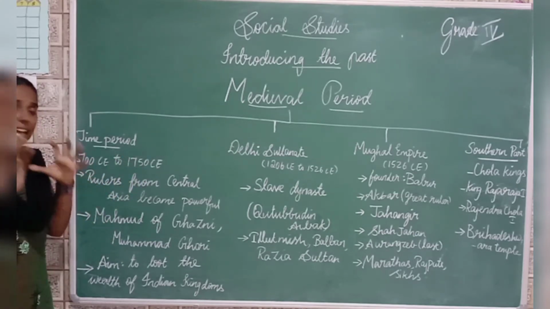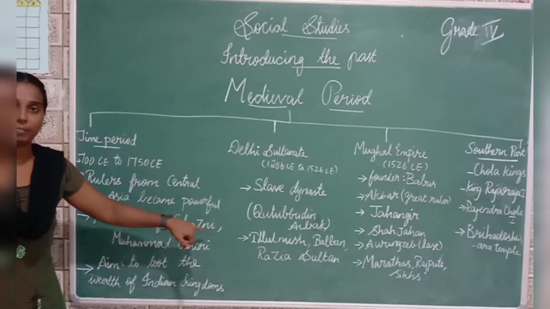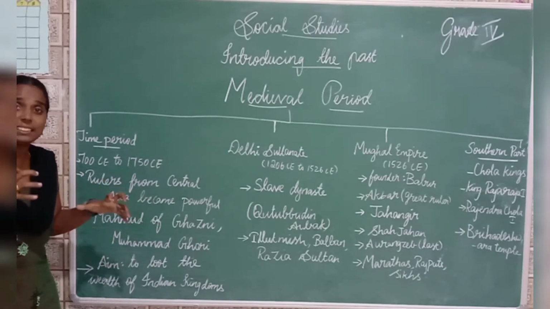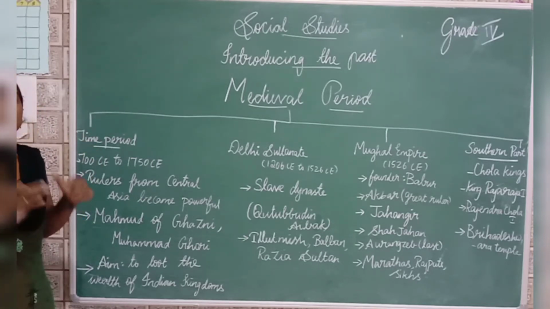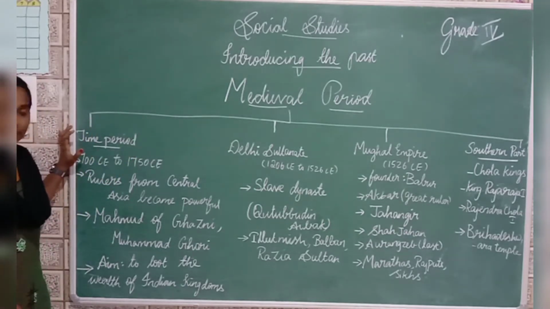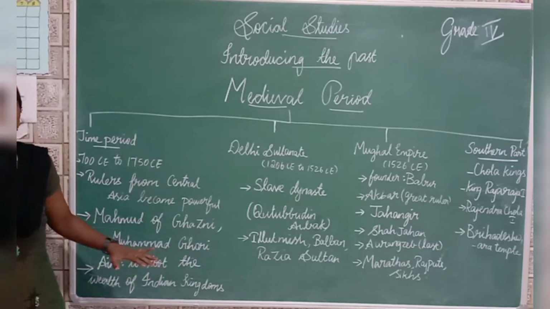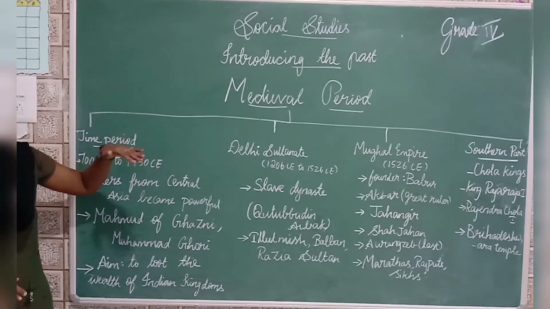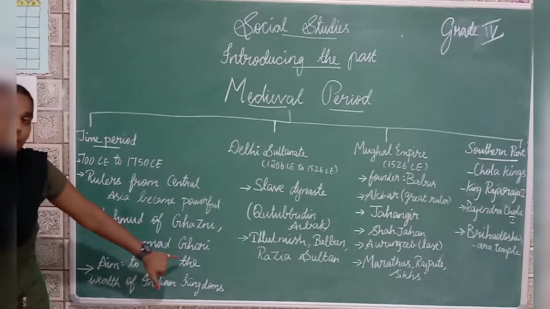And see what happened during this time period. The rulers from Central Asia became more powerful, not our Indian rulers, but the rulers who came from Central Asia became more powerful during this medieval period. That means the religion of Muslims spread during this medieval period. So rulers like Muhammad of Ghazni and Muhammad Ghori were very powerful during this time. These are the rulers who came from Central Asia.